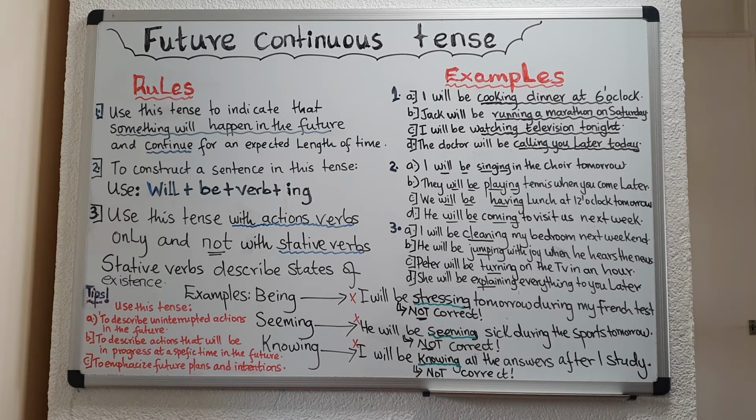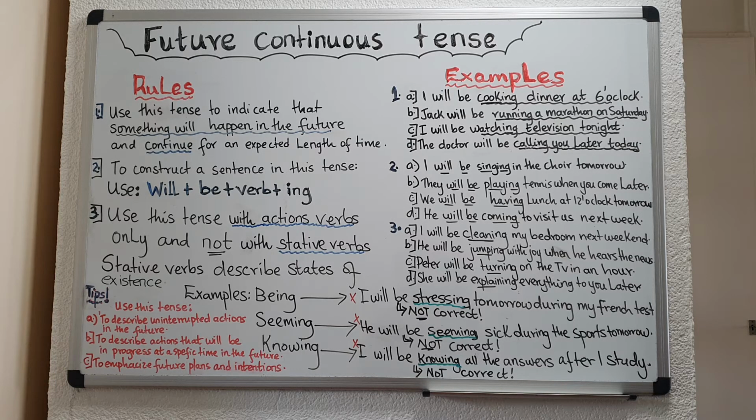So, all these 4 sentences indicate something that is going to happen in the future and that is going to continue for an unexpected length of time. We don't know how long it's going to last. Okay? So you're planning on doing something tonight or tomorrow or next week, but you have no idea how long it's going to actually take you to do it. So you can use the future continuous tense.